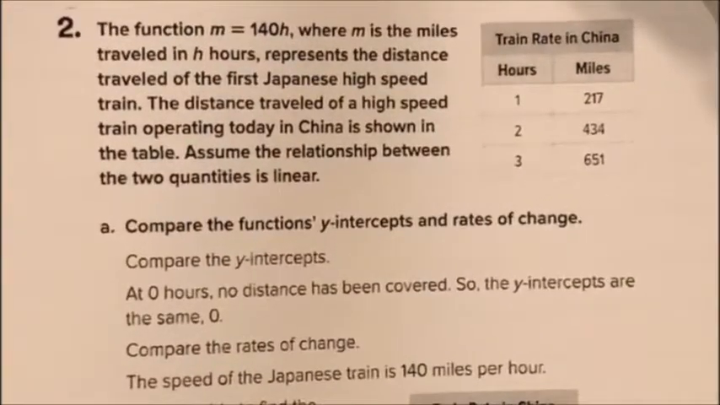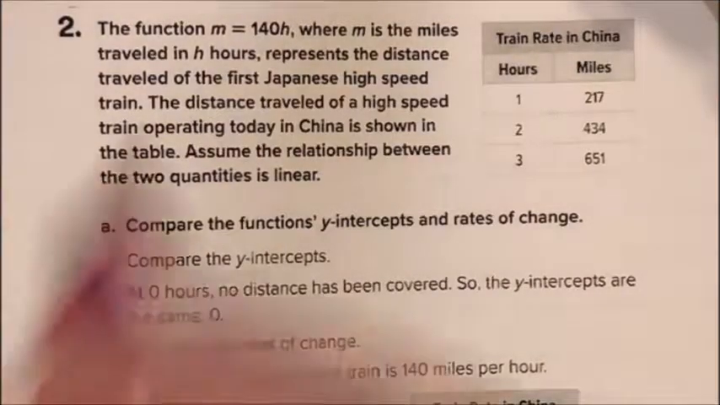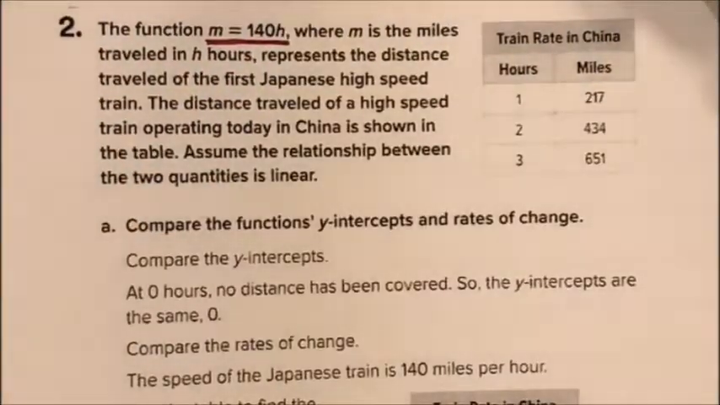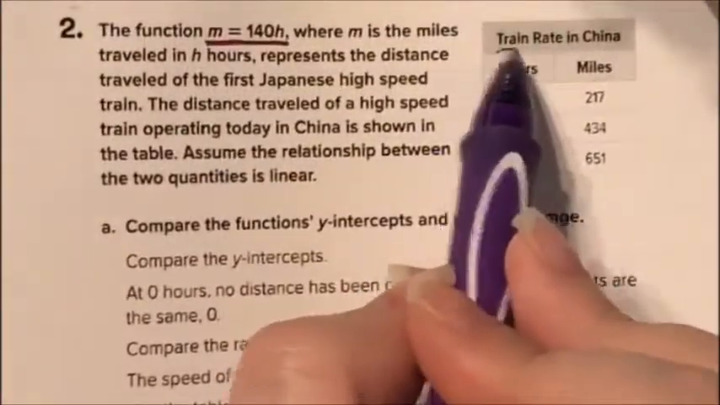Number 2 says the function m equals 140h, where m is the miles traveled in h hours, represents the distance traveled of the first Japanese high-speed train. The distance traveled at a high-speed train operating today in China is shown in the table. Assume the relationship between the two quantities is linear. Okay, so here's my first function. So here's my train to Japan, for Japan. Here's my train for China. So I'm going to be in purple. Okay.